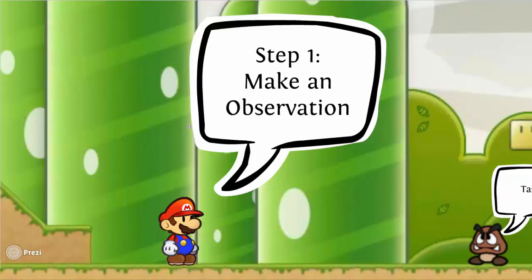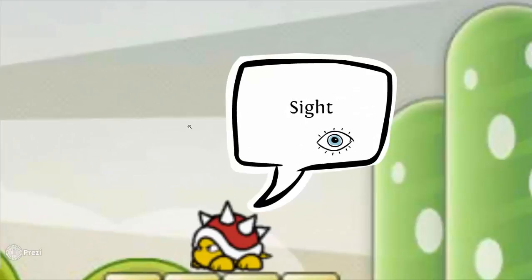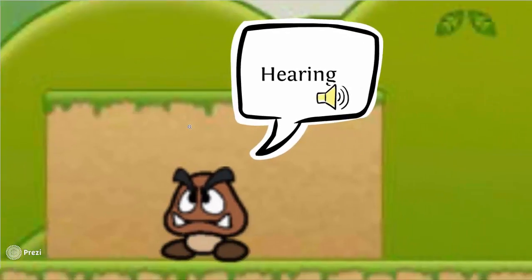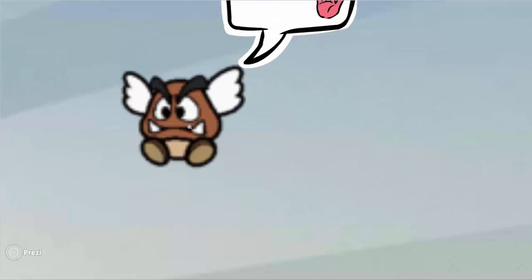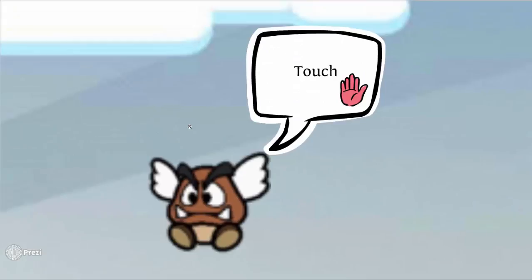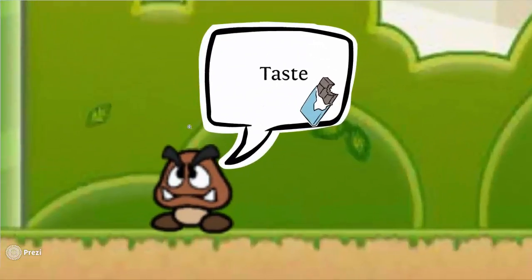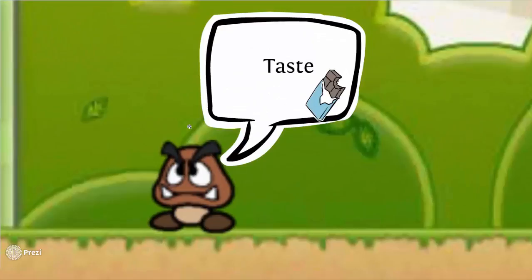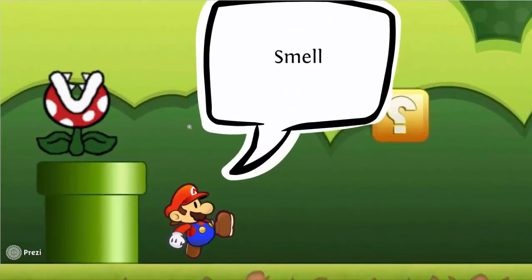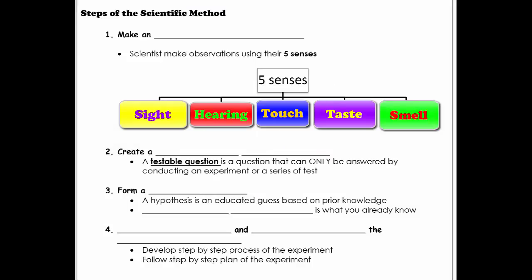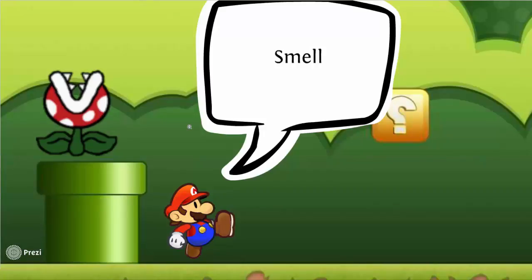So we talked about scientists make observations using their 5 senses. What are the 5 senses? The 5 senses are sight, so that's how we see. Hearing, that's listening. Touch, so you're feeling something. Taste, so when you're eating, you're tasting something. And smell, so we smell with our noses, remember? Let's pause the video and fill in the 5 senses in that chart now. Great job.